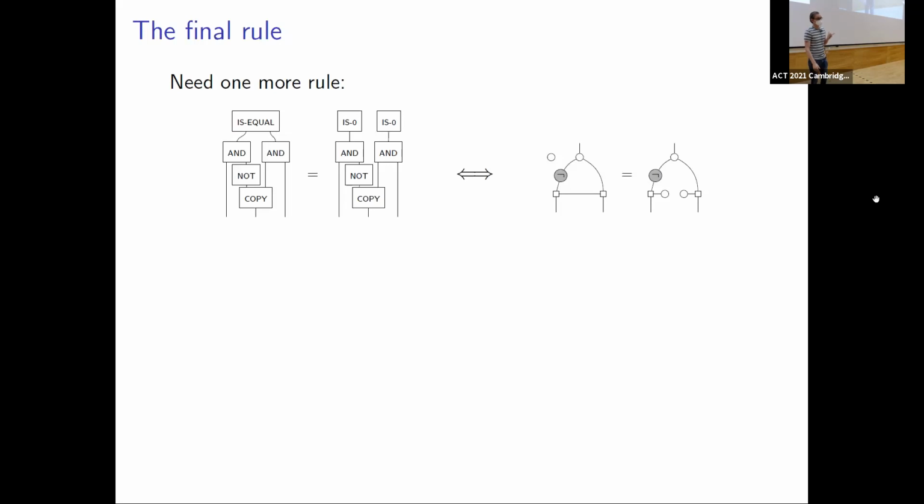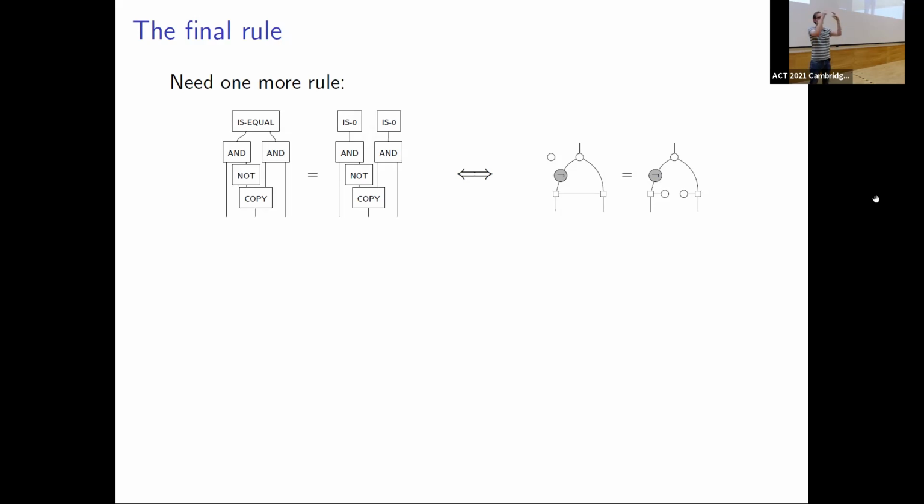We need one final rule, which is a bit more complicated. What this says is, if I take an input and give it to an AND gate, and I negate it and give it to another AND gate, then for one of these AND gates the output will be 0, because I'm giving a 1 and a 0 to one of them.